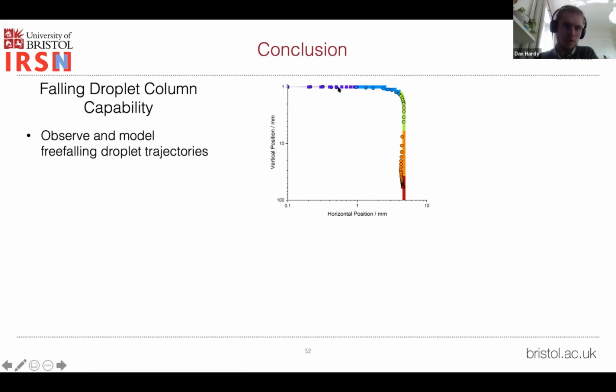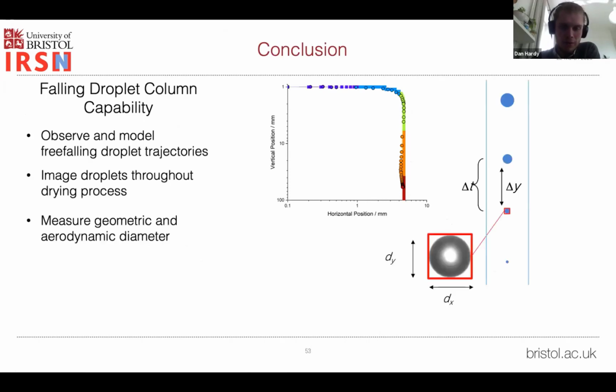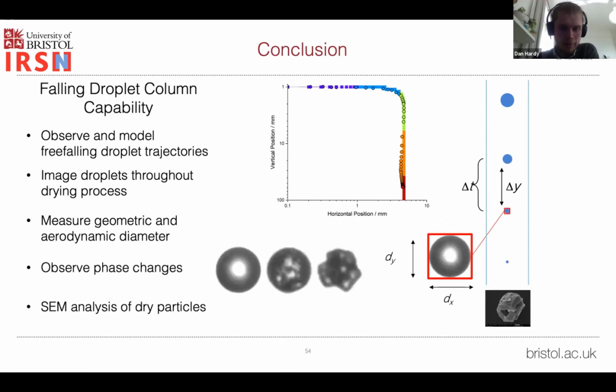So we're able to observe and model, I didn't talk about the modeling today, free falling droplet trajectories. We're able to take images and analyze their structure throughout this whole process with parallel measurements, and we're able to do offline SEM analysis.